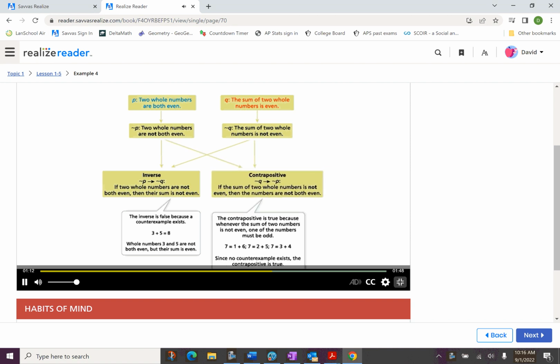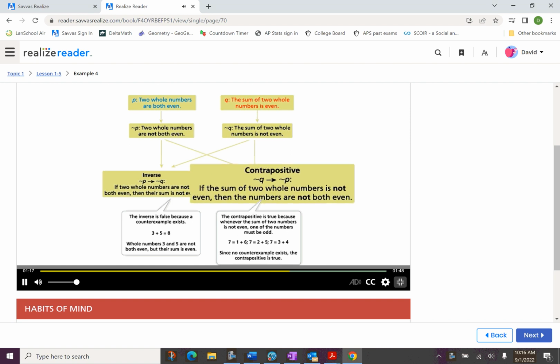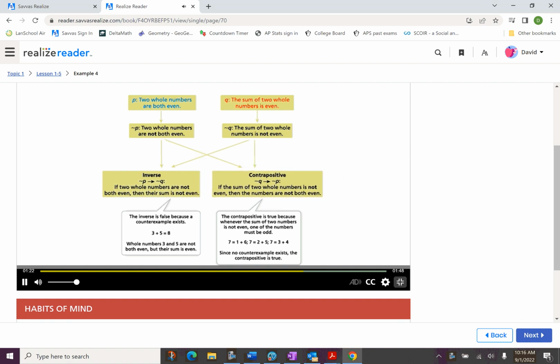Finally, the contrapositive statement of if not Q, then not P is if the sum of two whole numbers is not even, then the numbers are not both even. The contrapositive is true because whenever the sum of two numbers is not even, one of the numbers must be odd. For example, 7 equals 1 plus 6, 7 equals 2 plus 5, 7 equals 3 plus 4. Since no counterexample exists, the contrapositive is true.